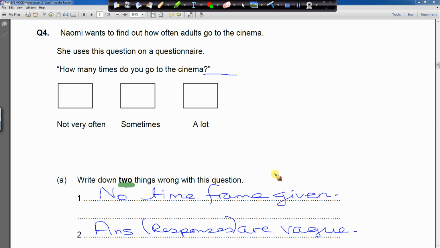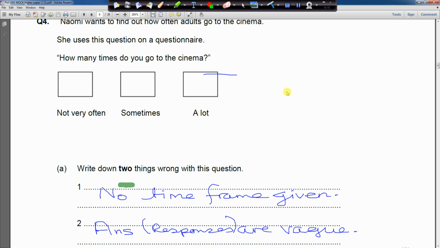Now if you want to look at part B, if I get hold of the paper in my hand. Okay, part B is talking about how do we improve the question. Design a better question for a questionnaire to find out how often adults go to the cinema. Okay, I'll just quickly move it down for you to show you what the question is, and we'll do it in the same place over here.